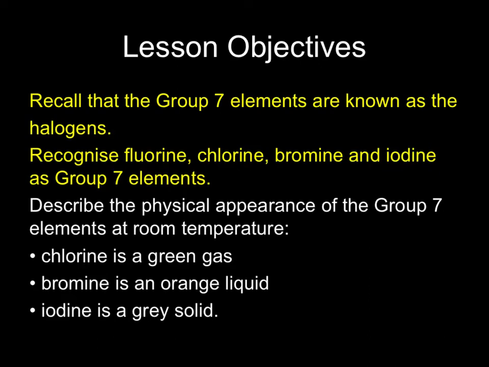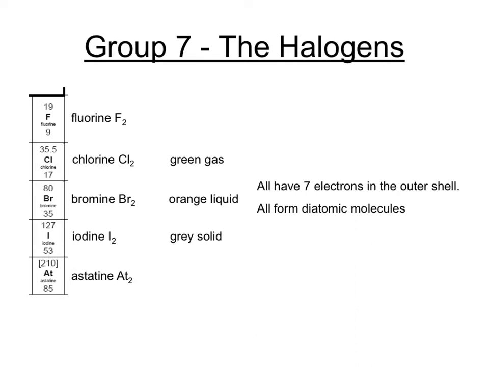You need to know the names of these elements, and also you need to be able to describe the appearance of 3 of them. So this group is known as the halogens, and they are fluorine, chlorine, bromine, iodine and astatine. All of them consist of diatomic molecules. That means 2 atoms of the element joined together by a single covalent bond into molecules.